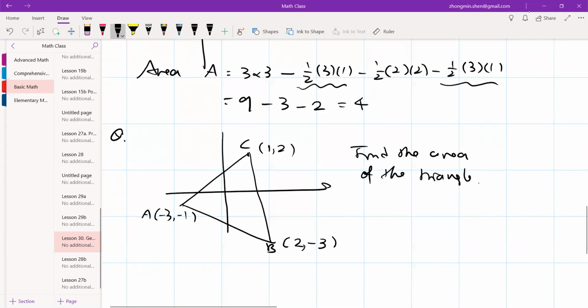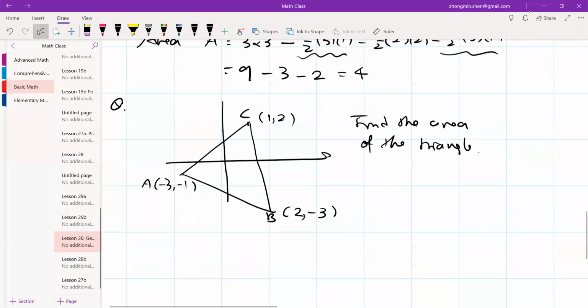Not so fast. Are you sure? Yes, I am sure. Alright, so the best way to do it is to draw a rectangular box that covers it, right? So you have this triangle, this triangle, and this triangle. Find the area of this rectangle, then subtract the area of the 3 triangles surrounding it.